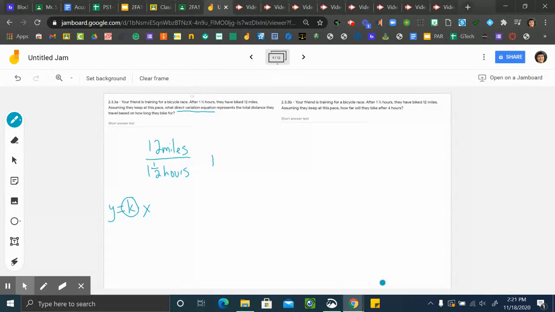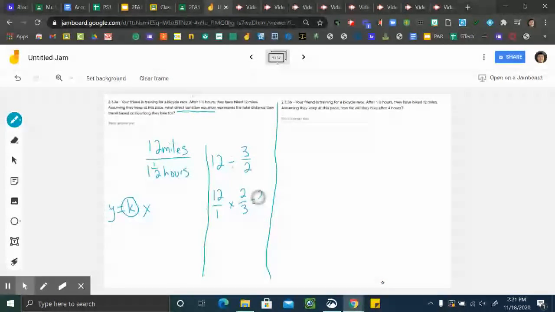Or we can say 12 divided by 1.5 is the same thing as 3 halves, right? And so 12 divided by 3 halves, we just use division of fractions, right? If you remember, we write 12 as 12 over 1. We're going to change the division to multiplication, and we're going to take the reciprocal, so 2/3. Okay, good. So 12 times 2 is 24, over 1 times 3, which is 3.